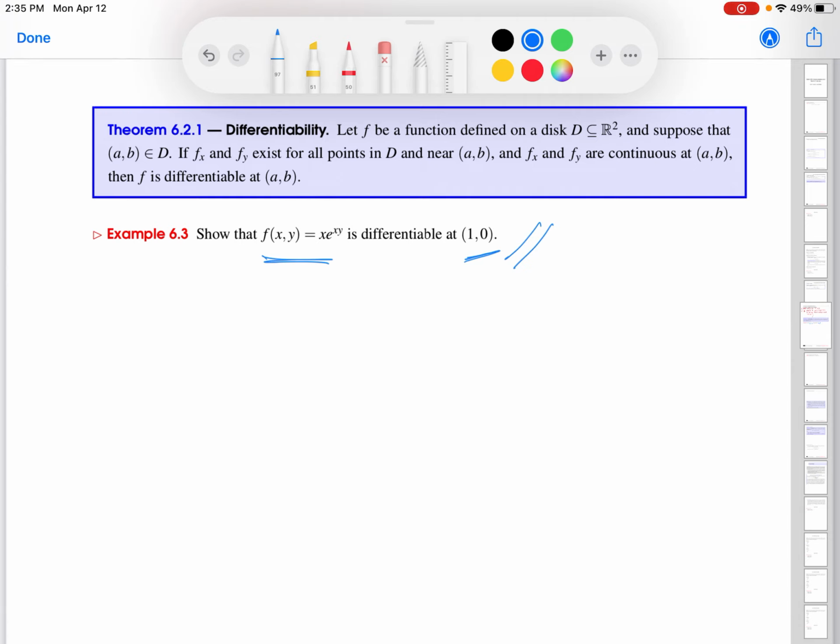We need to satisfy all the hypotheses. First of all, we should calculate fx and fy, make sure they exist near this point, and then separately make sure that they're continuous. So the first thing I will do is calculate df dx, del f dx, also fx, just a quick little review of notation. And remember the way this goes.